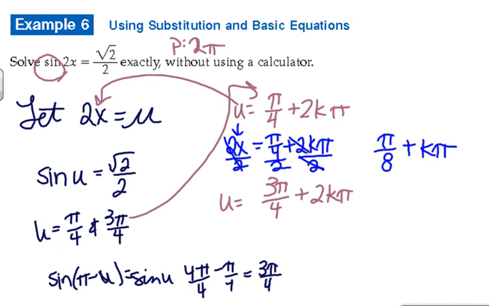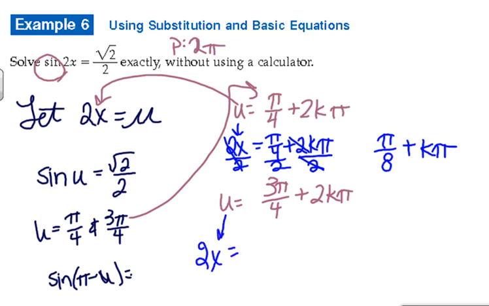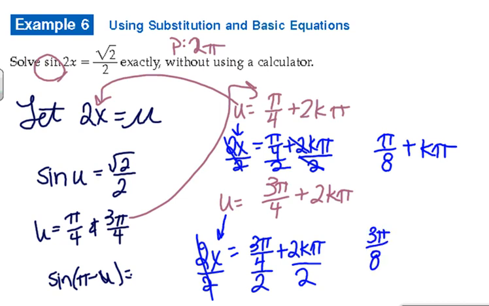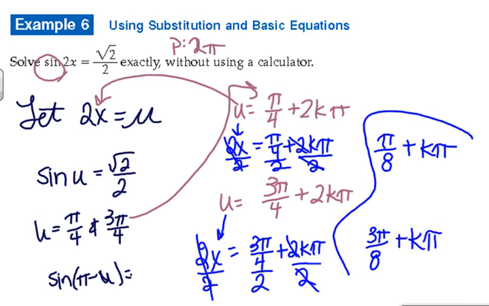And then on the bottom one, let me make some room. We know that 2x is the same thing as u. So again, we plug that in. We've got 3 pi over 4 plus 2k pi. So again, we have to get x by itself. Divide by 2, divide by 2, divide by 2. 2s cancel. 3 pi over 4 divided by 2 gives us 3 pi over 8. 2 and 2 cancel, plus k pi. So those are our solutions to sine of 2x equals root 2 over 2.